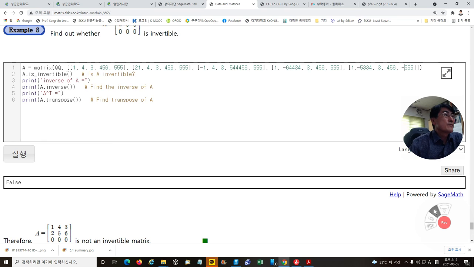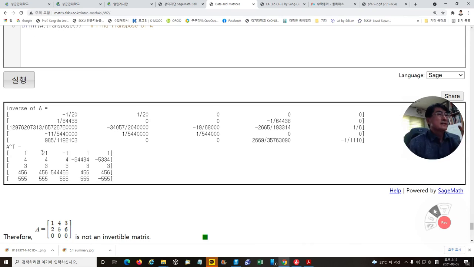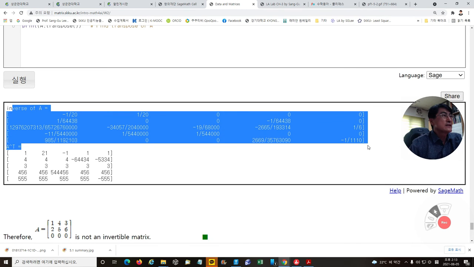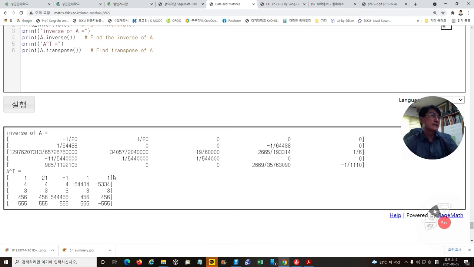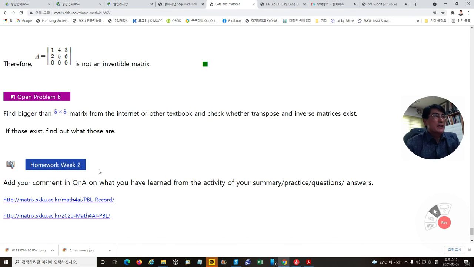So now you have a 5x5 matrix. We can check whether it is invertible or not, and if it exists, we find the inverse and the transpose of it. Then it gives us a 5x5 matrix, its inverse, and its transpose, like this. So we can do the matrix computation without any difficulty for any size. I thought this is a very easy way for you to start the matrix computation for artificial intelligence.